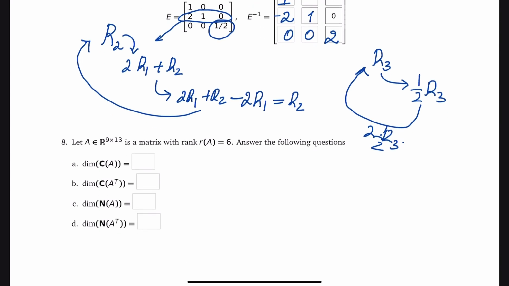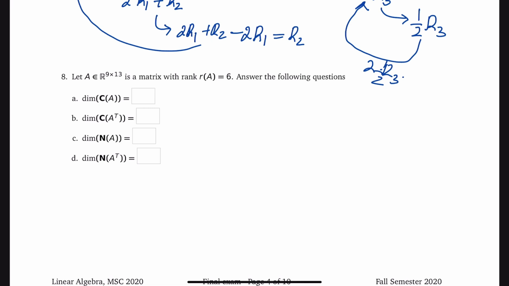So in problem number 8, we need to evaluate the dimensions of the following four spaces of the matrices. So we're given a matrix with 13 columns and 9 rows. And the rank of this matrix is equal to 6. Okay, so it means that 6 of the columns of this matrix are independent.